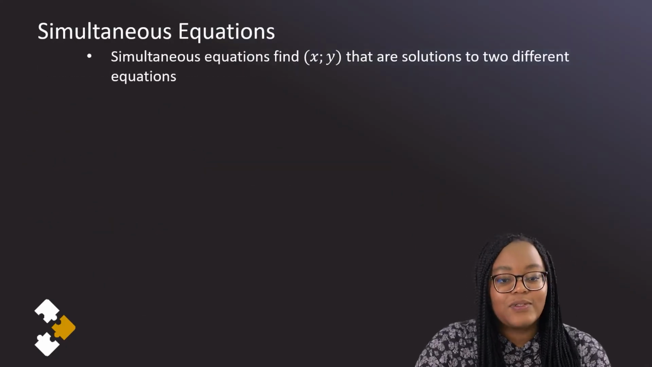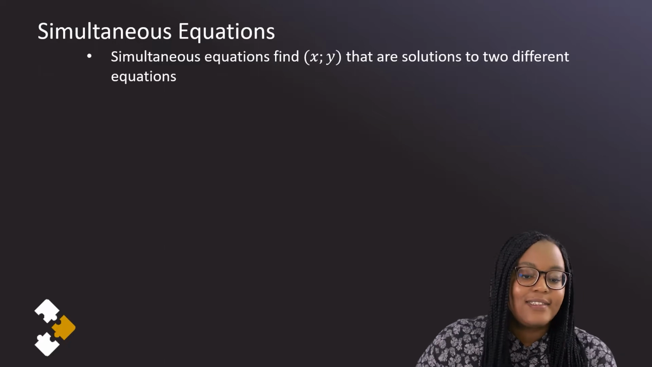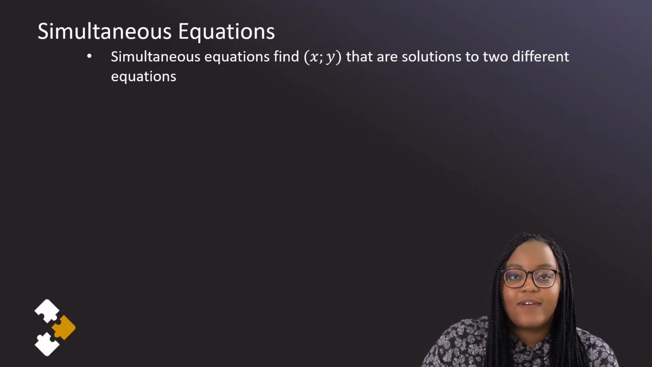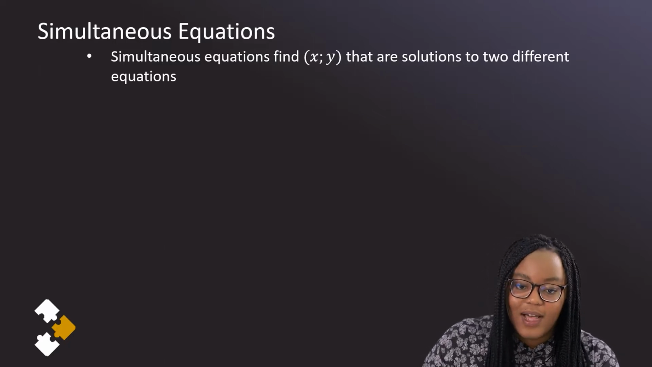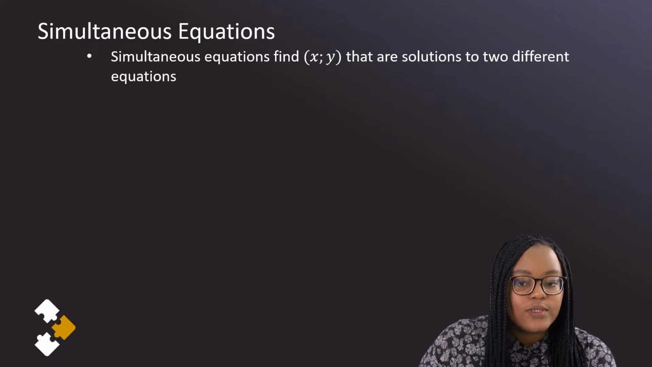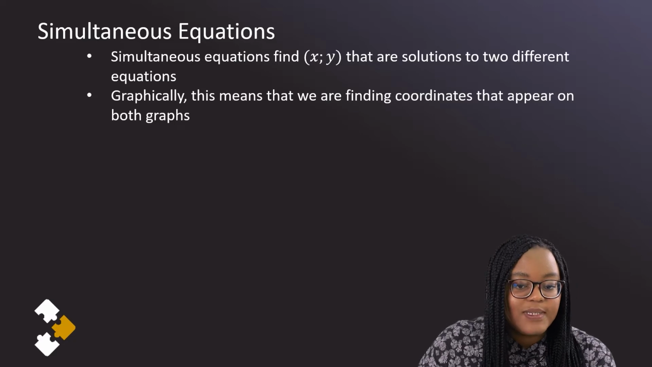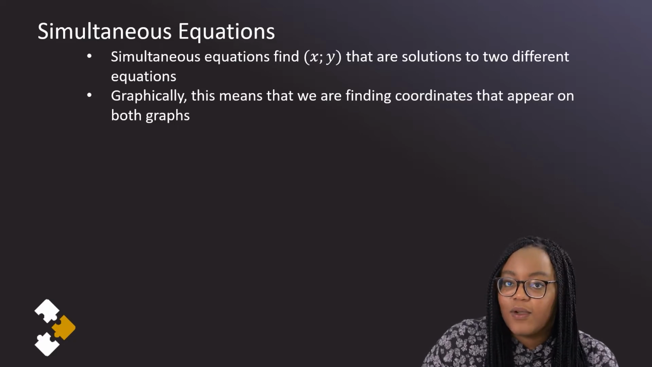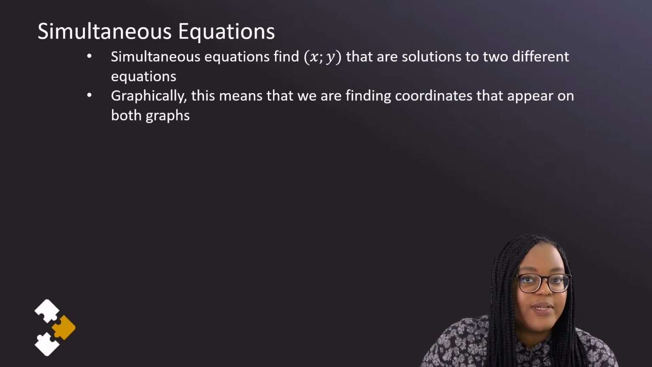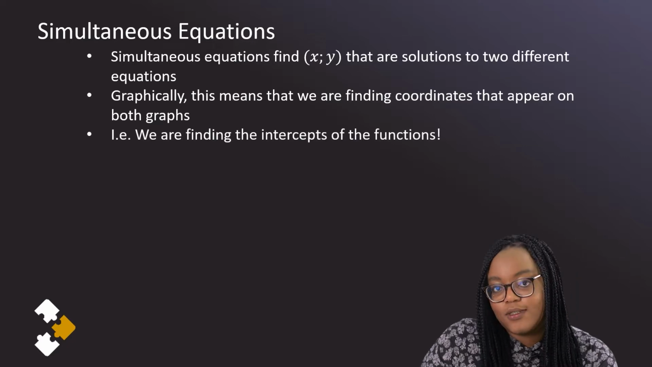Let's move on to simultaneous equations. In simultaneous equations, we are trying to find the unknown values of x and y that are solutions to two different equations. On a graph, this means that we're finding the coordinates that appear on both graphs, or the points of intersection of both functions.